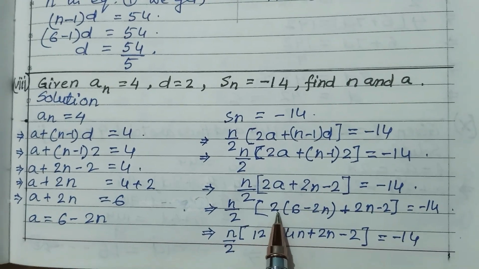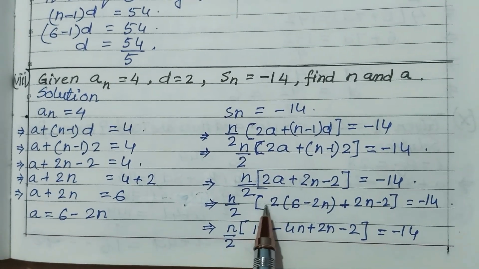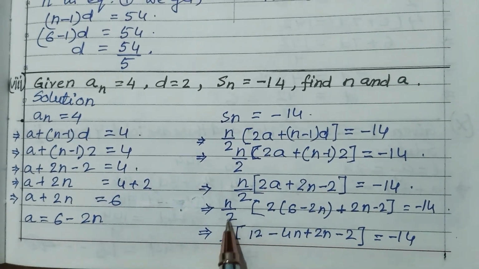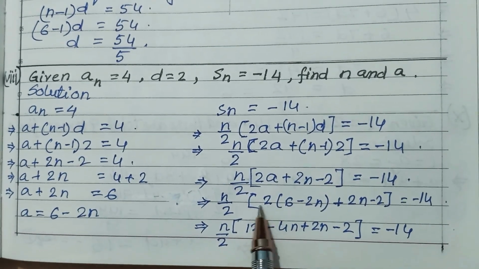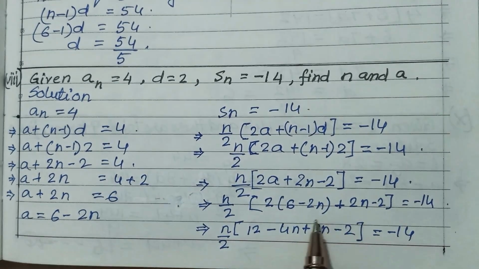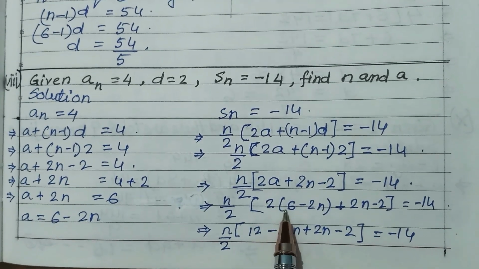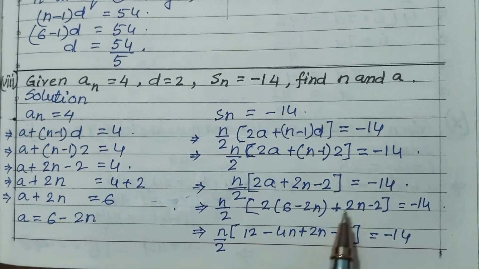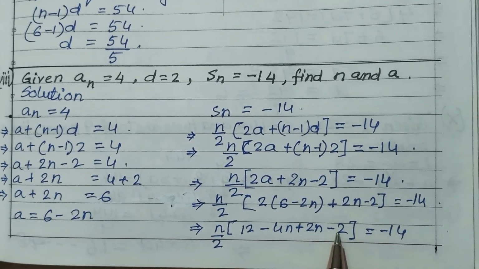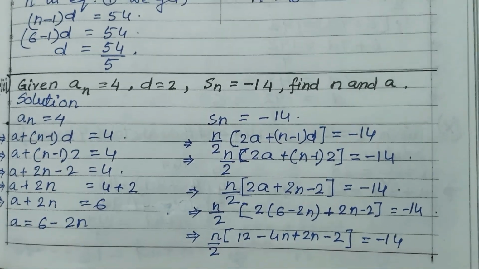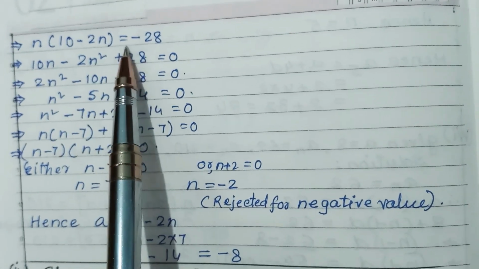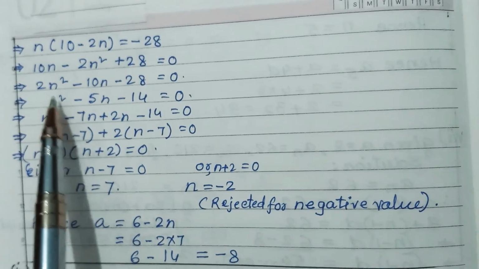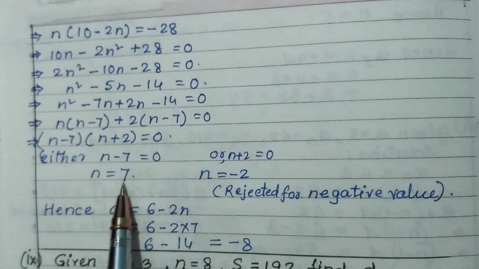Now you solve it. It is 12. These 2 and these 2 should cancel. Now it is multiplied directly because this part you have to calculate. 12 minus 4n plus 2n minus 2 is equal to minus 14. Next is n into 10 minus 2n is equal to minus 28. So it is coming n is equal to 7.